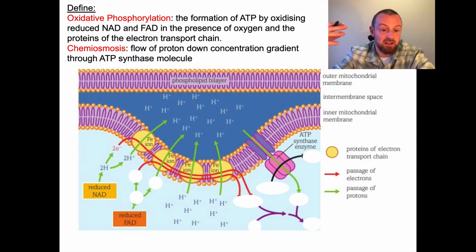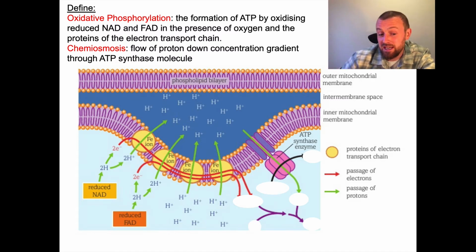Reduced NAD feeds in at the first protein. Reduced FAD feeds in at the second protein. So FAD is not as powerful, if you like, in terms of generating ATP, because it just feeds into the electron transport chain slightly later. But again, reduced FAD carries 2 hydrogen atoms, just like reduced NAD. The hydrogen atoms are split into the protons and the electrons, and then they flow down the chain.